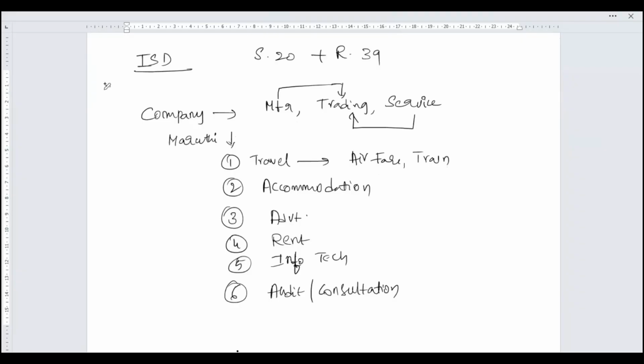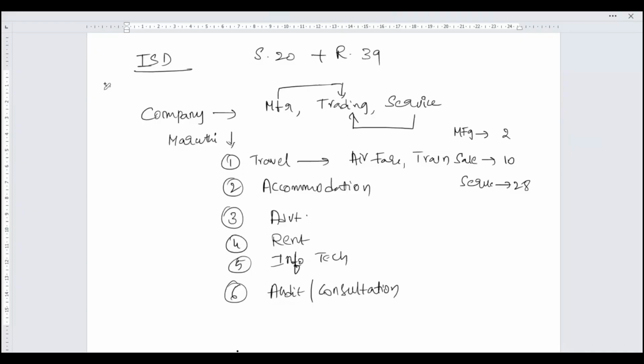Now, in case of Maruti, say manufacture happens in 2 states. The sales happen in say 10 states. Service happens in say 28 states. This is a kind of business model we can think of.